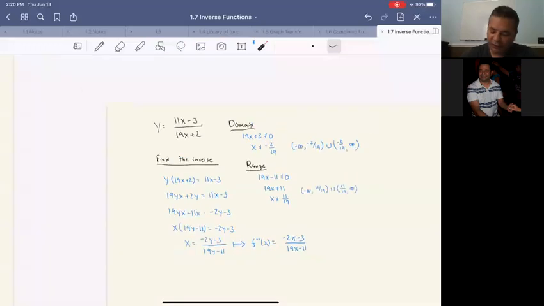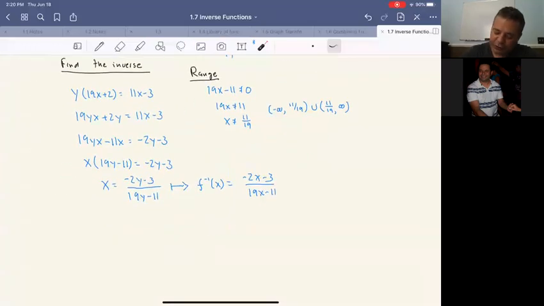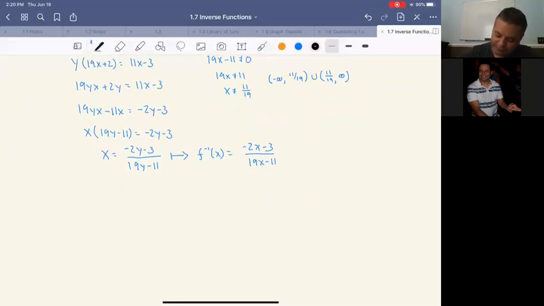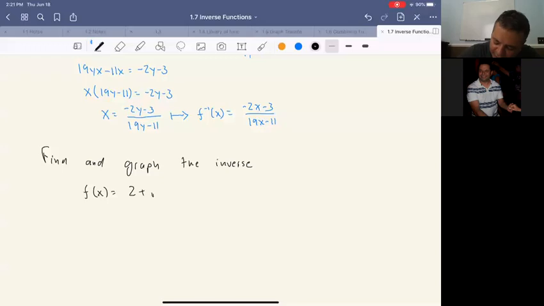Okay. All right, let's do one more problem. We're going to find the inverse and graph. Let me just say it. Find and graph the inverse for f of x equals 2 plus the square root of x plus 1.